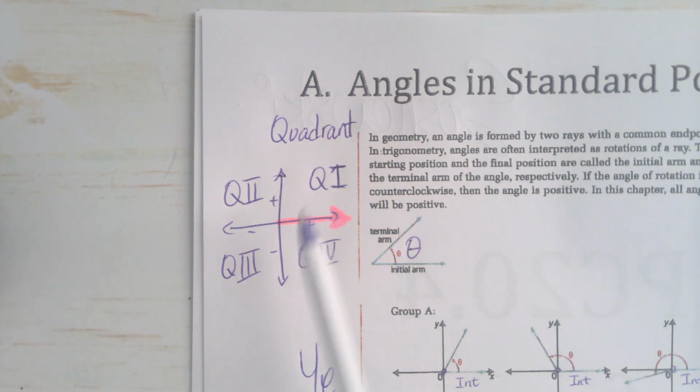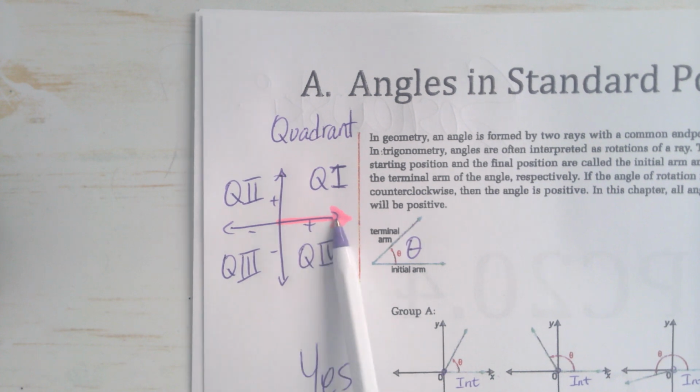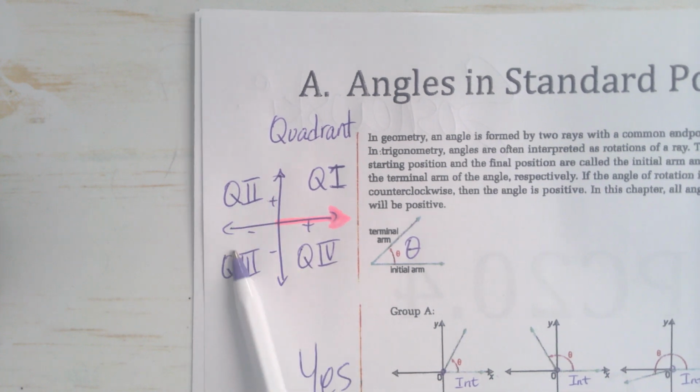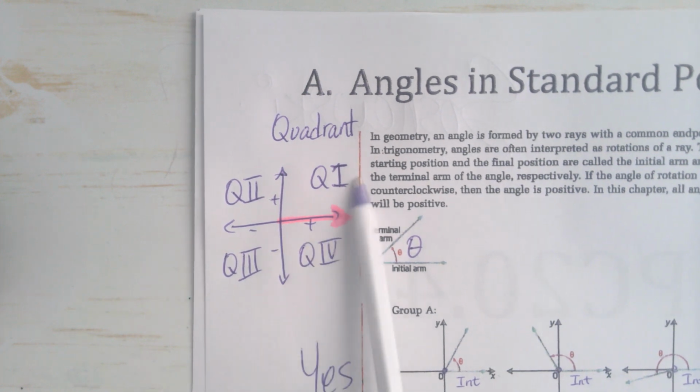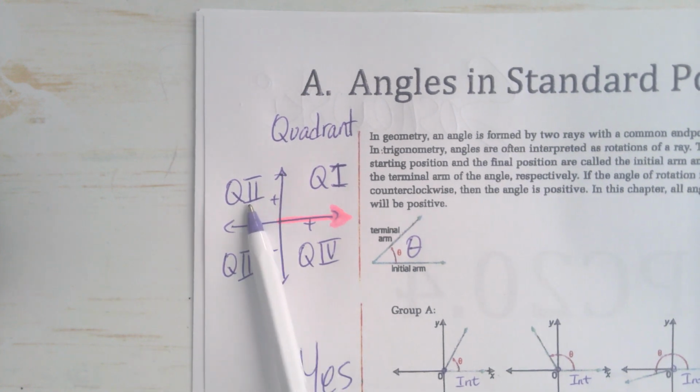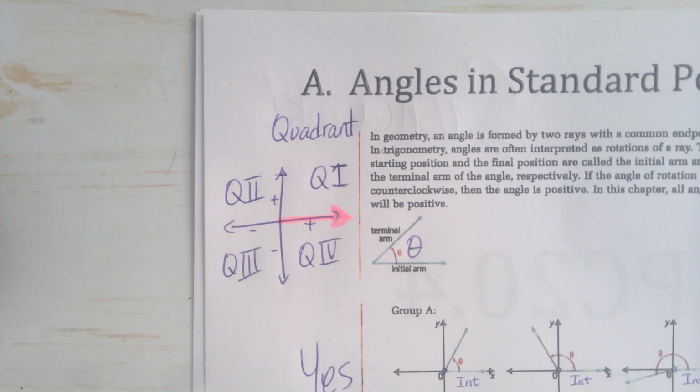We have a standard position angle, always starts on the positive x-axis, and it will rotate counterclockwise. All right? So we can have an angle that's in quadrant 1, we can have an angle in quadrant 2, 3, and 4. What is the biggest angle I can draw?